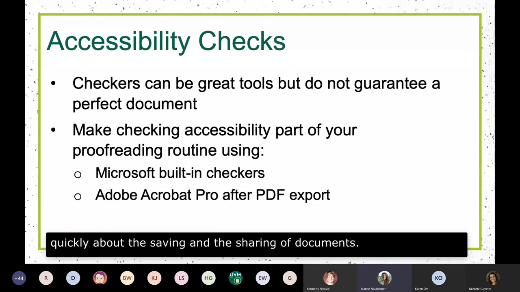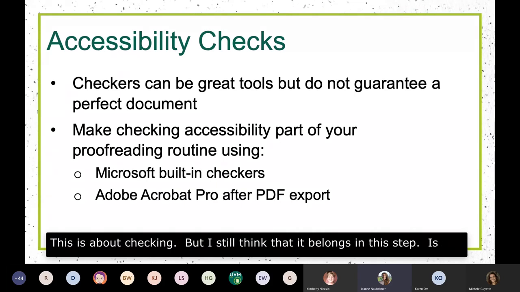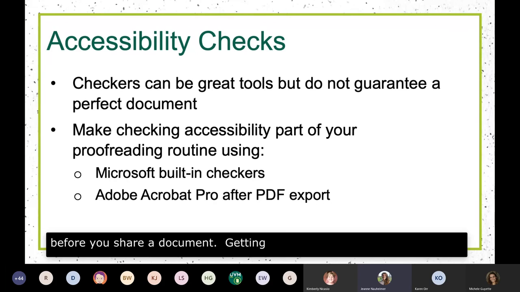I know that this is not about saving nor sharing, this is about checking, but I still think that it belongs in this step: making sure that you're always doing an accessibility check before you share a document. Getting into that practice the same way that you would reread an email before you send it is really just going to build a better habit, and it's not going to take that much time. As you get better at accessibility, embedding these things into your work, it will take even less time. And it's a good practice to have.